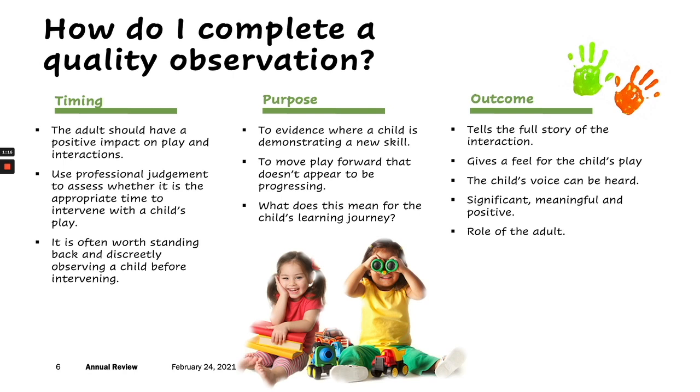The outcome. An observation should be descriptive and tell the full story of the interaction. It should detail what the child is doing and saying. You should get a feel for the child's play and hear the child's voice. What is recorded should be significant, meaningful and positive. The observation should demonstrate the role the adult has played with facilitating learning and play. For example, this could be using open-ended questioning to support use of imagination or scaffolding learning. For example, introducing new vocabulary for a new topic.